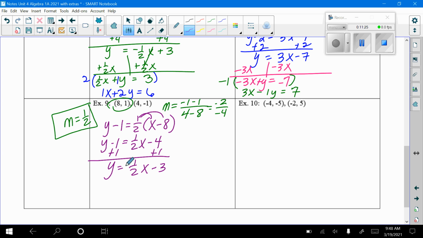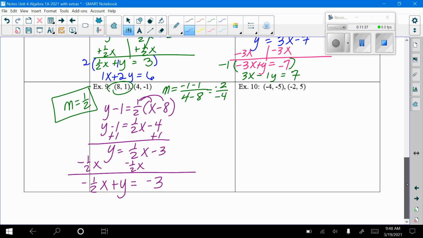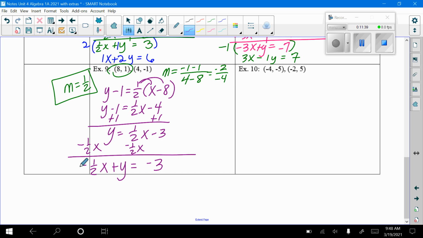Now move that half to the other side. So I'm going to go minus 1/2 x. So negative 1/2 x plus y is equal to -3. I have to get rid of that fraction and I have to get rid of it being a negative. So now if I really wanted to be all fancy, I could multiply by a negative, which gets rid of that negative, and multiply by 2, which gets rid of the fraction.